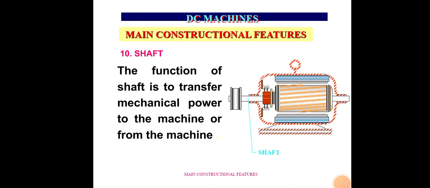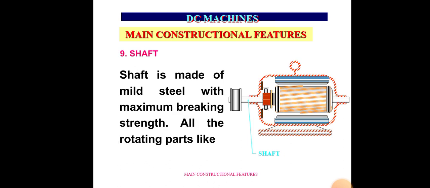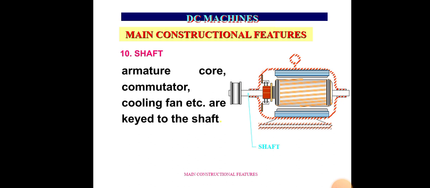Next one, shaft. The function of the shaft is to transfer the mechanical power to the machine or from the machine. The shaft is made up of mild steel with a breaking strength. All the rotating parts like the armature core, commutator, and cooling fan are keyed to the shaft.